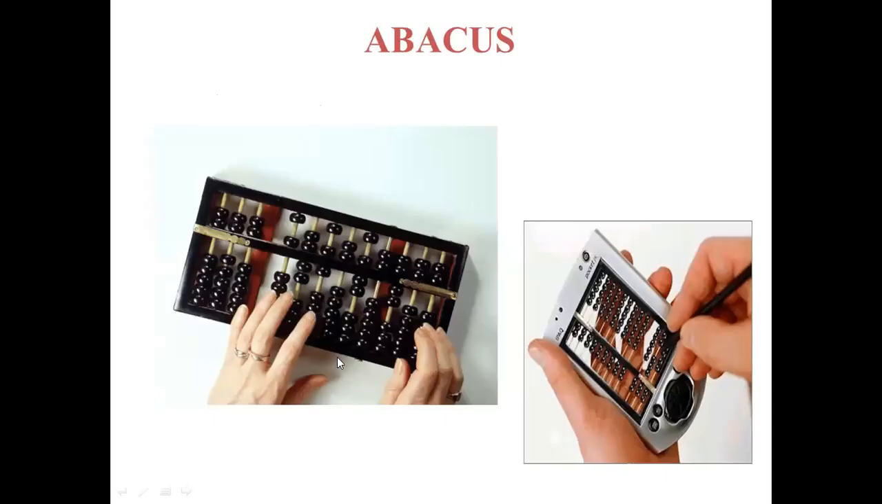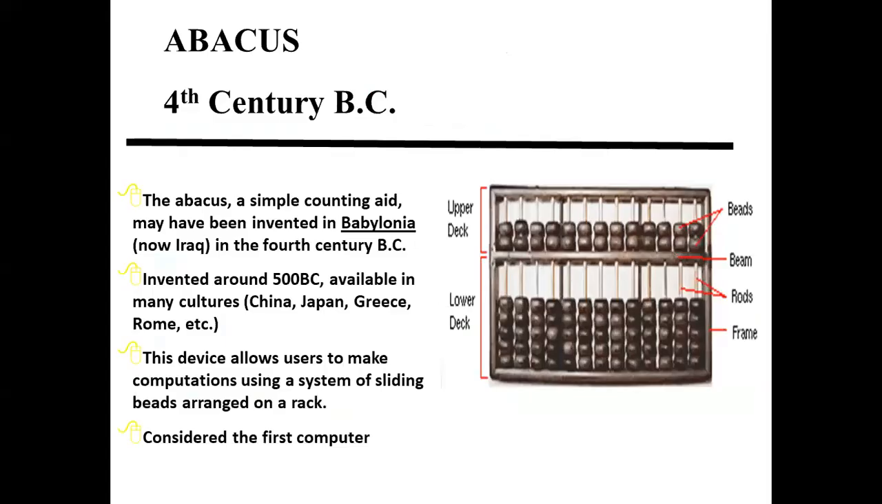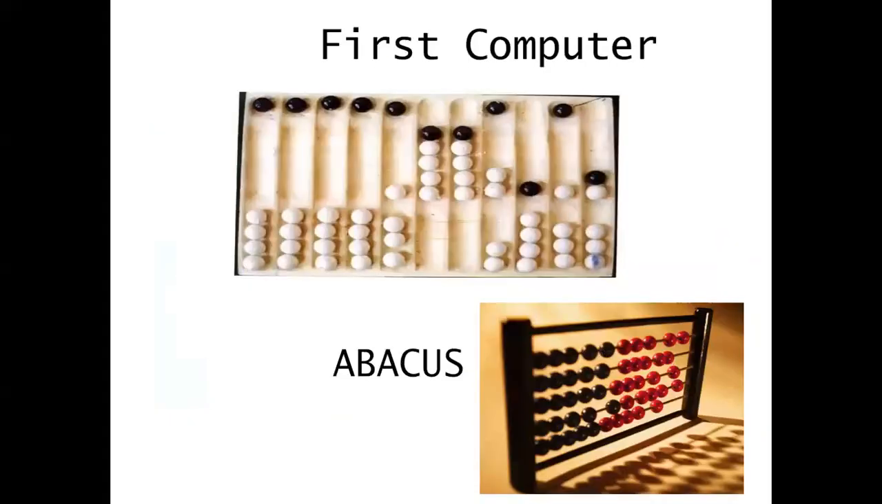It is like this. We have these black ones called beads, these lines called rods, and this outer part called a frame. This is the lower deck, upper deck. So this type of computer is the first computer that was invented and introduced in the 4th century BC. This is the example. See, it looks like this.